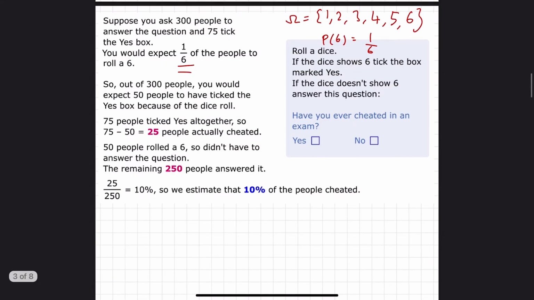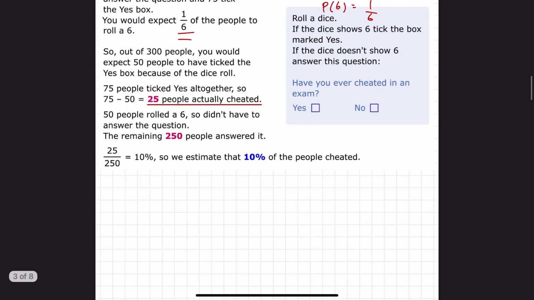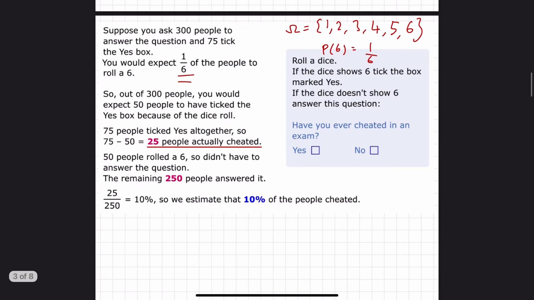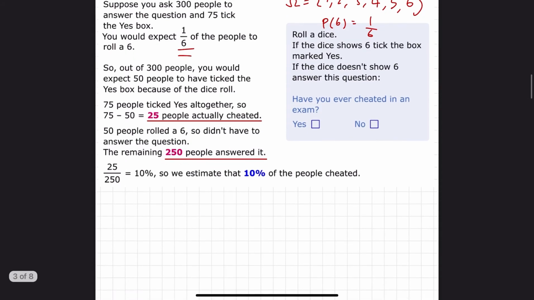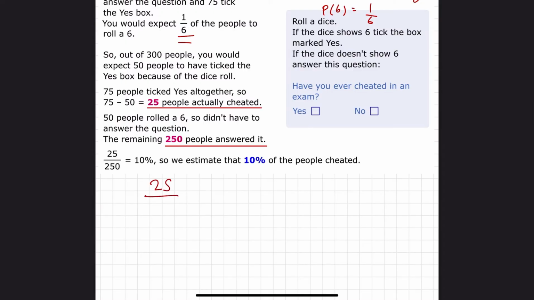So if we get rid of the 50 people who just ticked yes because they landed on a 6, 25 people actually cheated. And if you get rid of the 50 people who didn't actually answer the question, they just landed on a 6, you have 250 people who actually answered the question. So there you have 25 people cheated, 250 people actually answered the question, and you get 10% of people cheated.